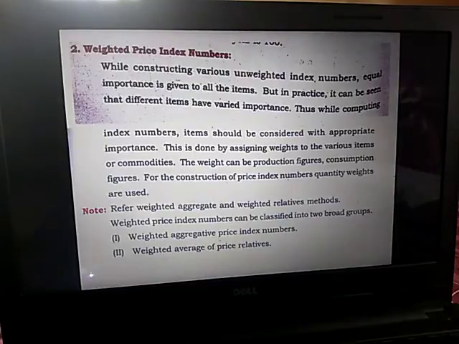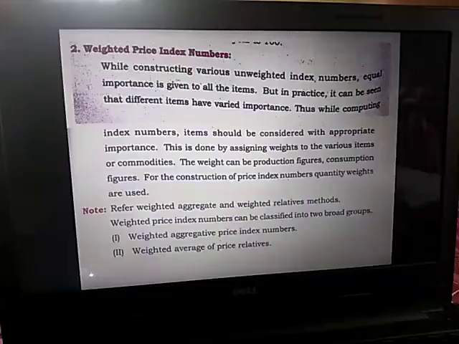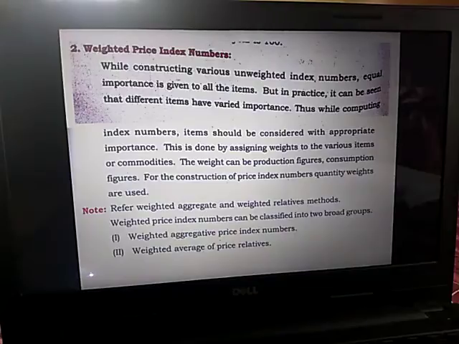While constructing various unweighted index numbers, equal importance is given to all the items. But in practice it can be seen that different items have varied importance. Thus, while computing index numbers, items should be considered with appropriate importance. This is done by assigning weights to the various items or commodities. The weight can be production figures or consumption figures. For the construction of price index numbers, quantity weights are used.